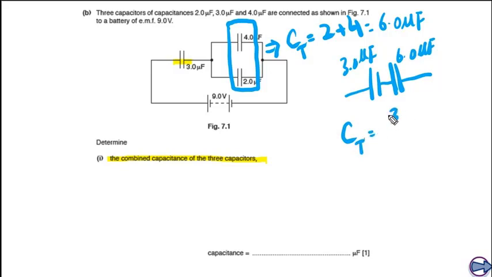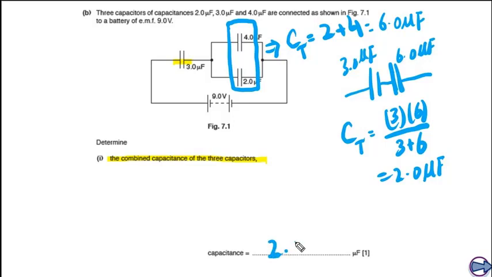We can multiply their capacitances and then divide by the sum of their capacitances, meaning 3 plus 6. Our final answer will be 2.0 microfarads. This is what we need to find. Quite straightforward. Our final answer is 2.0 microfarads.